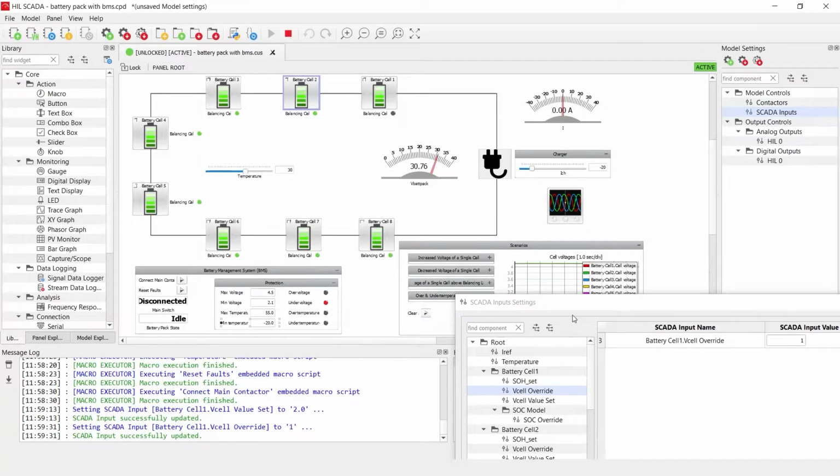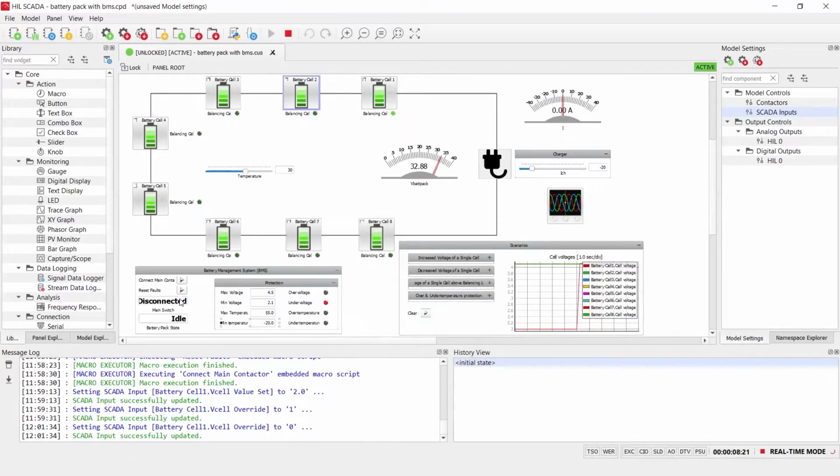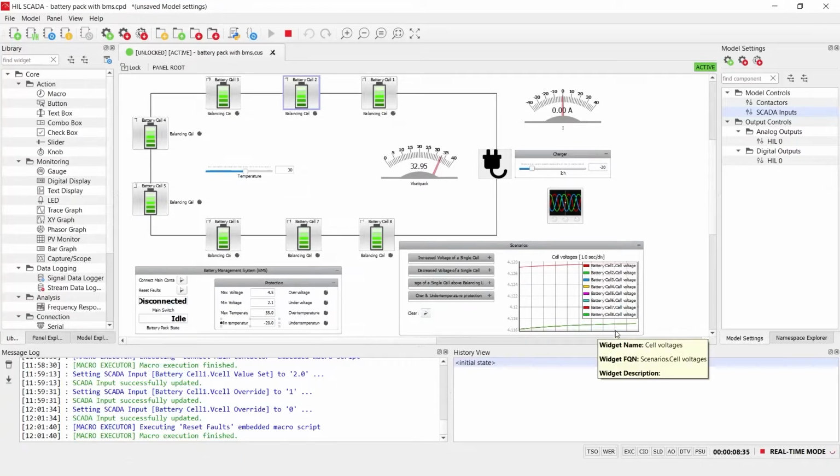Now we can see that the balancing stops when I stop overriding the battery cell voltage. I will have to reset all the faults, and we can see that the balancing is stopped for the battery cells. However, since the other battery cells have been balanced, we can see that they now have a lower voltage than battery cell number 1, because the state of charge was being drained during the balancing.